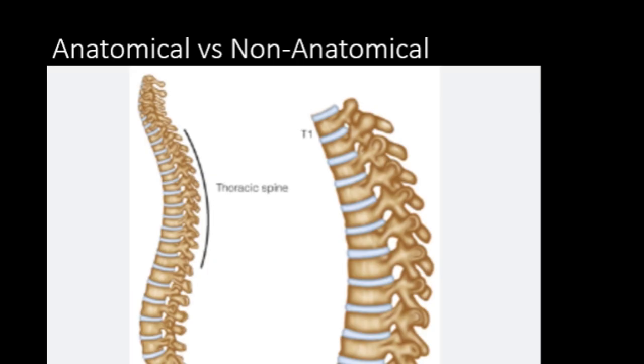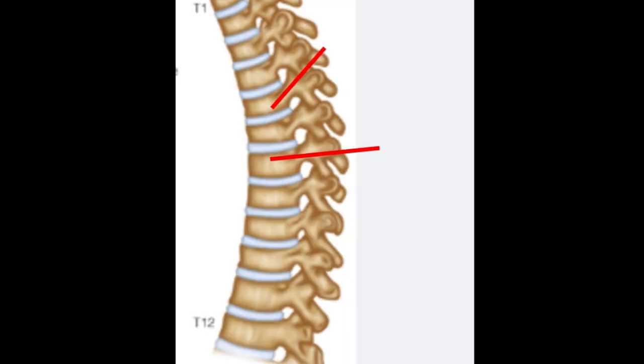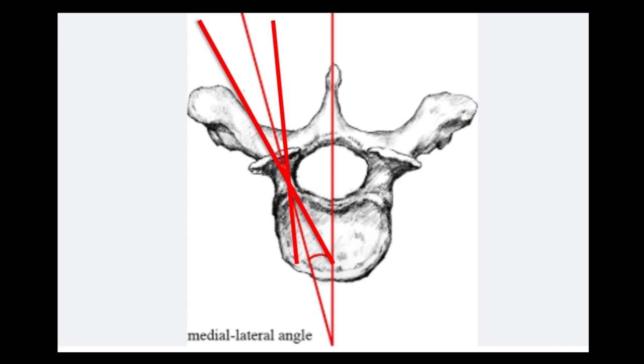There are two types of trajectories which are described for thoracic pedicle screws: anatomical and non-anatomical. You can see in this figure, the upper red line shows the anatomical way and the lower red line shows the non-anatomical way of passing a pedicle screw. You can actually pass pedicle screws along the axis of the pedicle, but also there are two more acceptable ways by which we can pass the pedicle screw.